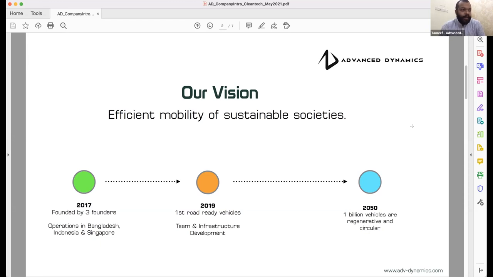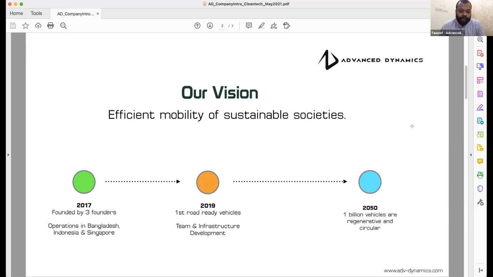And at that time, there are going to be 1.5 billion vehicles on the road, even then, that are still going to be running on fossil fuel. So our goal is to change that, to fundamentally reduce that number. Maybe we can't reduce that to completely zero, but we want to change that number significantly. And our main vision is that by 2050, at least 50% of the global fleet will be regenerative and circular.